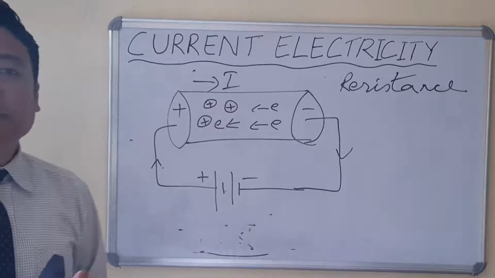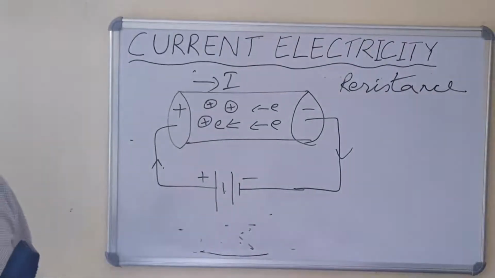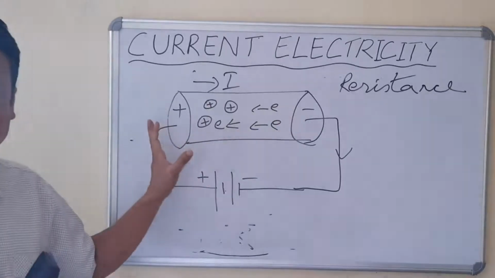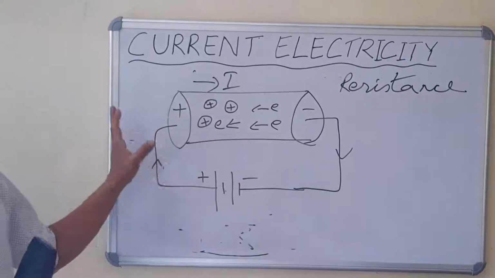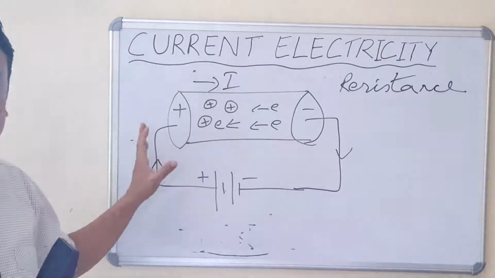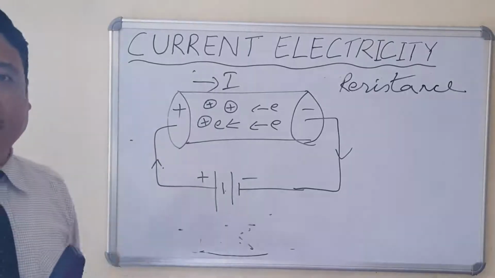It is the property of a conductor. Now, this resistance is offered only in the conductor, so we can say that it is the property of the conductor by virtue of which it opposes the flow of electric current in a conductor. So that is known as the resistance.